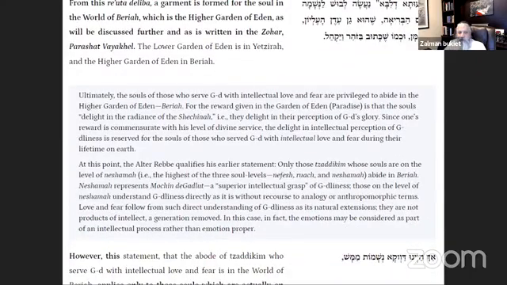So ultimately, souls of those who serve God with intellect and love and fear are privileged to abide in the higher Gan Eden in the world of Bria. The reward given in the Gan Eden paradise is that the souls delight in the radiance of the Shechinah. Meaning, they delight in their perception of God's glory. Since one's reward is commensurate with the level of the divine service in this world, the delight in intellectual perception of godliness is reserved for the souls who serve God with intellect, love, and fear during their lifetime on this earth.